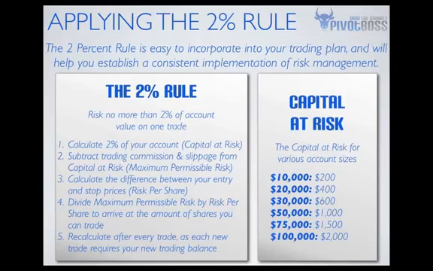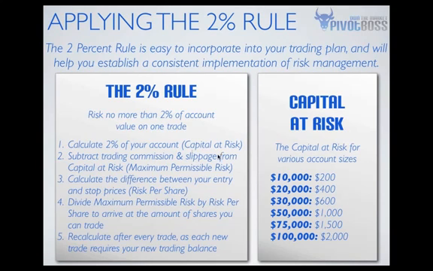Basically, you would calculate 2% of your account. So that's number one. What is 2% of your trading account? That's your capital at risk. So if you have a $10,000 account, you can see to the right, that's $200. If you have a $20,000 account, that's $400, and so on. Number one, calculate 2% of your account. Number two, subtract the trading commission and slippage from capital at risk. So basically, if it costs you $10 to do a round turn, or whatever that number is, subtract that $10 from your capital at risk.